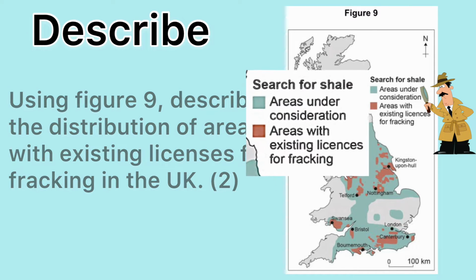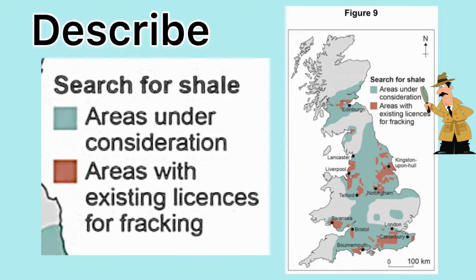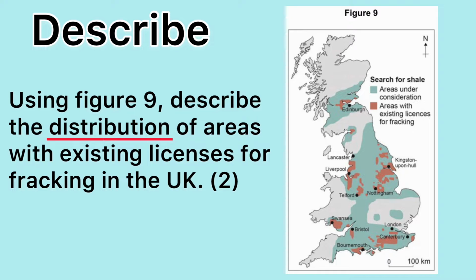In this case, the map has both areas for areas under consideration and areas with existing licenses for fracking. The question you were asked only wants to know about areas with existing licenses, so you don't need to write any information about the areas under consideration. The word distribution refers to where things are located, so you need to describe where the existing licenses for fracking are found. You don't need to explain why. Just tell the examiner where they are.